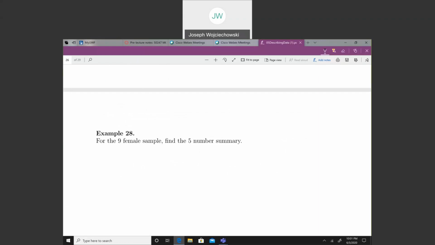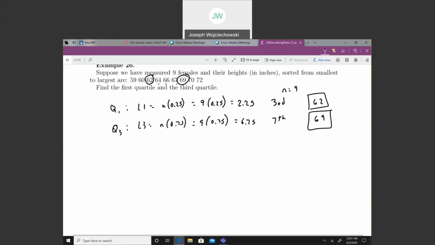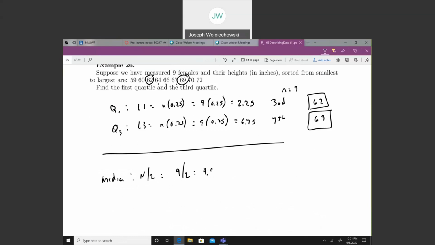Okay, so for the 9 female sample, find the 5 number summary. So let's just do this up here. What's my median? Median is n divided by 2, 9 divided by 2, which is 4.5. So we need the 5th data point, which is 1, 2, 3, 4, 5, 66.